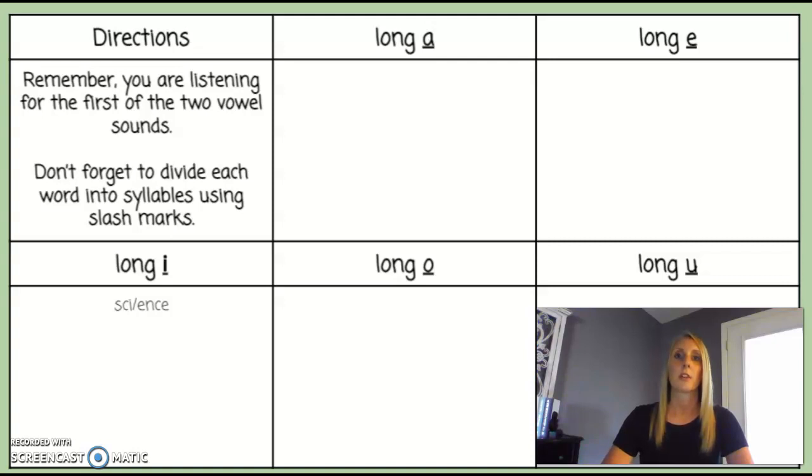Let's look at one that I've already done for you. I chose to put the word science on the table for you. In the word science, I have two vowels, I, E. The first vowel that I hear in science is the long I, so I put it in the long I category. I also know that science has two syllables, so I divided science with a slash mark to show those two syllables.